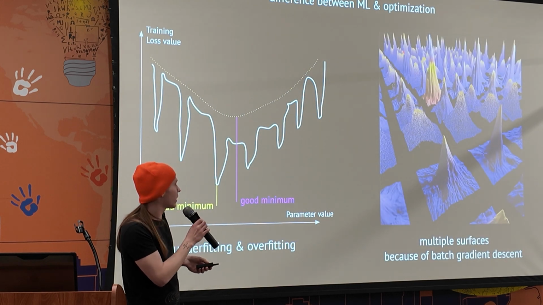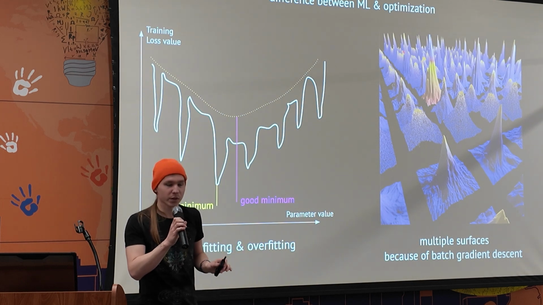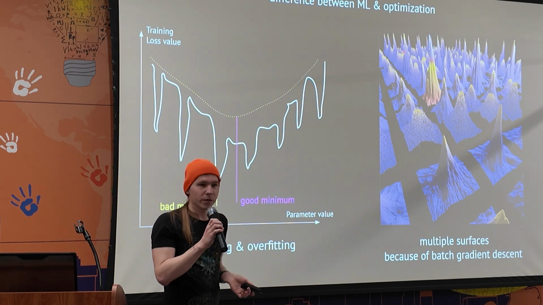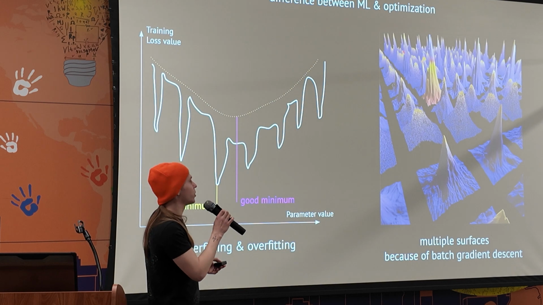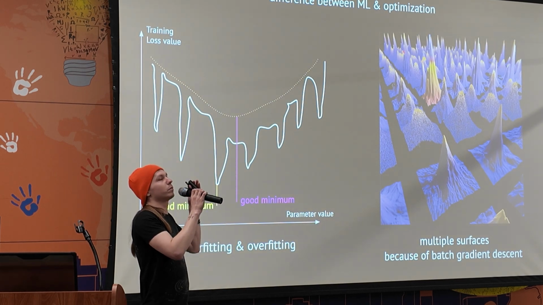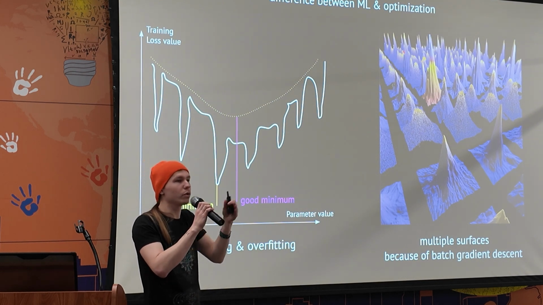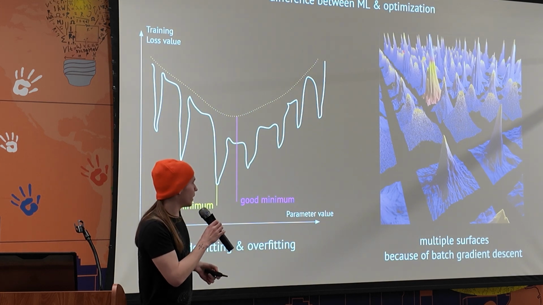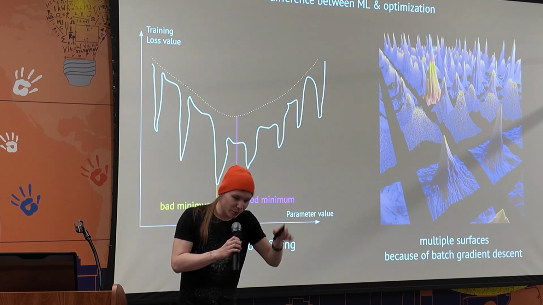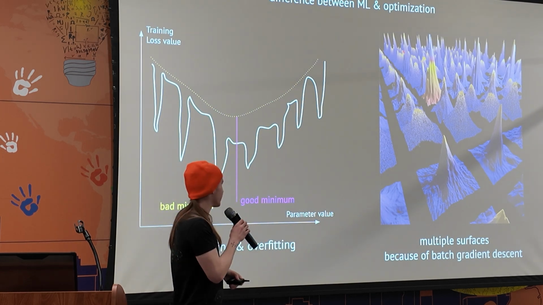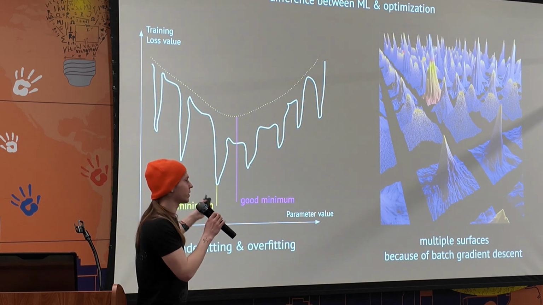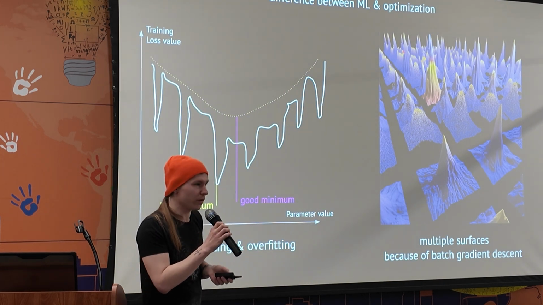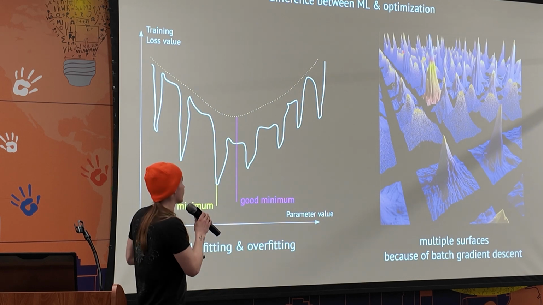The second difference is that actually we have multiple surfaces and multiple problems in one training. Why? Because we use batch gradient descent. Instead of changing the parameters for all training data, we do it for different parts of training data. So we are rolling the ball off the surface, but of different surfaces, and we can't say that the global minimum is the thing we want. We will always need to check with some validation data that the model performs well. But yeah, this is the difference.